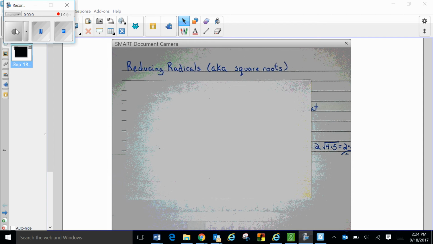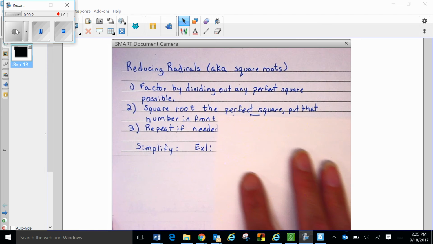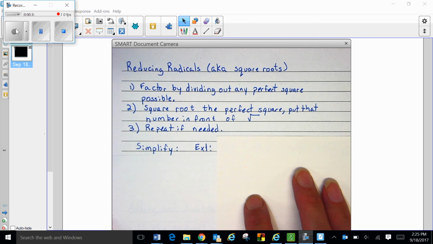And what we're going to be working with today is reducing radicals. Radicals are also known as square roots and some other kinds of roots that we haven't dealt with yet. But I'm going to give you some process for what you need to do. Rather than making this video too long, though, I want you to pause it here if you need some time to write that down. So pause it now and write down the steps.